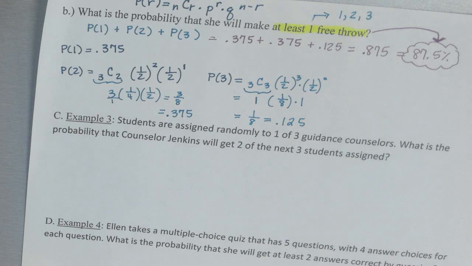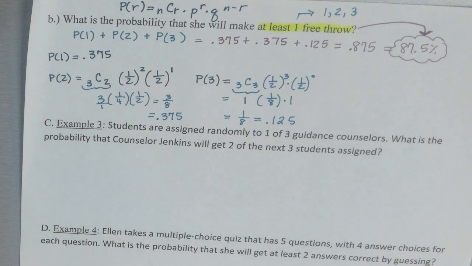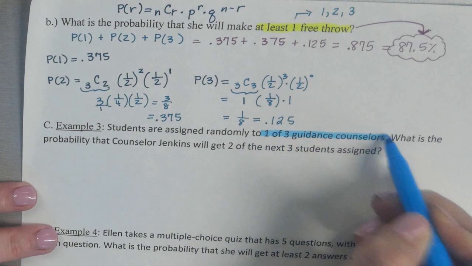All right, so moving on to example 3, we have a new situation. So A and B were about Jean's free throws. Okay, and in example 3, we're talking about students who are assigned to guidance counselors. Okay, and they are randomly assigned to one of 3 guidance counselors.